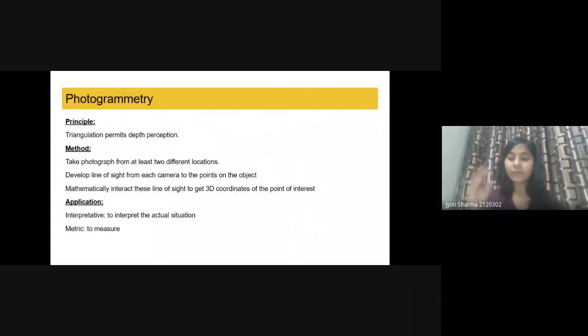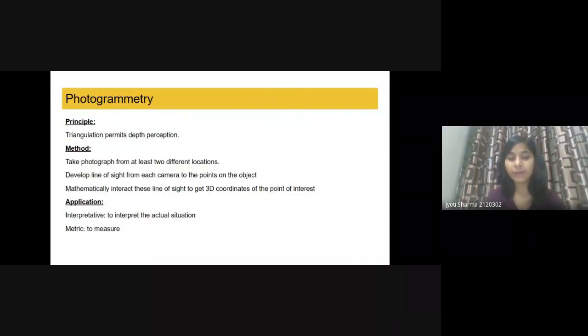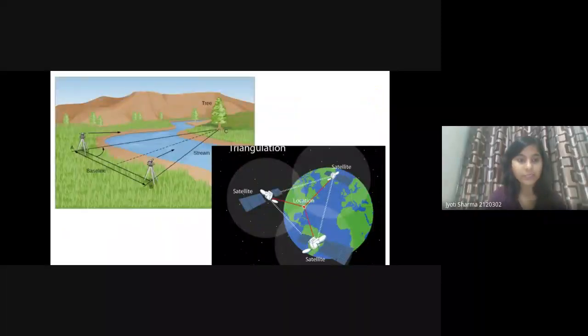Then we also have some device that can give us the angle between our eyes and the object. Based on this angle and the distance between our eyes, we can estimate the distance from our eyes to the object. So this is a kind of triangulation. Based on this triangulation, we can estimate or measure the distance of any object from our eyes.